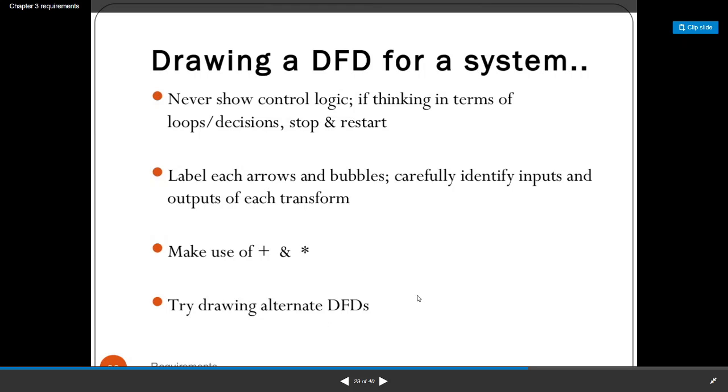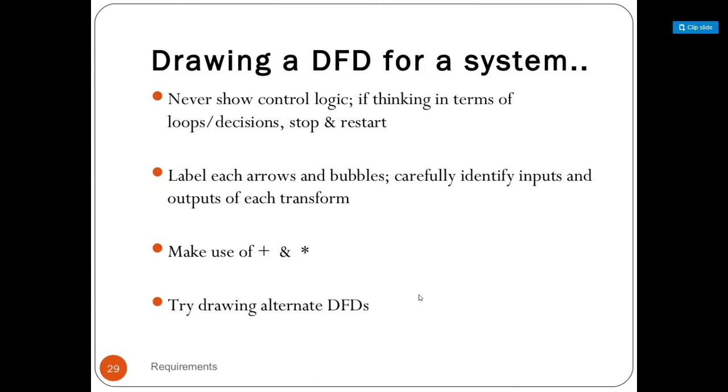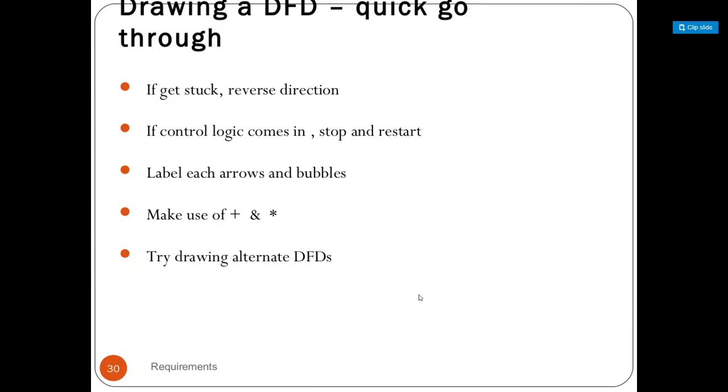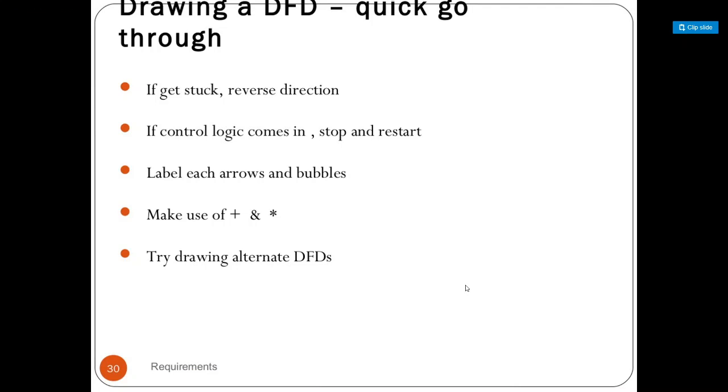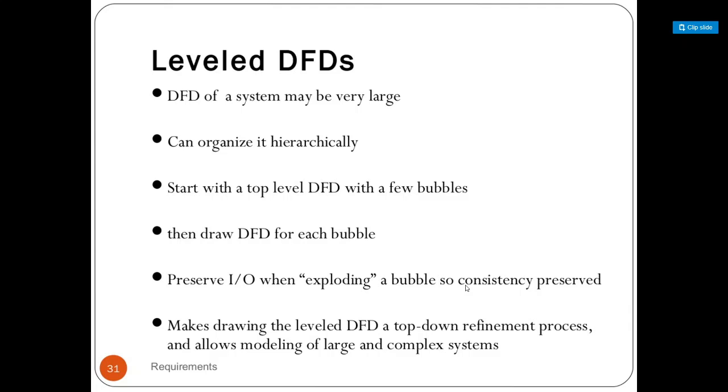And try drawing alternate DFDs. There is not only one DFD available for a system; there can be many. So try to draw others if possible, and try to modify the original one. In case you get stuck, you come back, and if control logic comes in, you forget it, then you stop and restart. You need to compulsorily label the arrows and bubbles, make use of this plus and star, that is AND and OR, and try drawing alternate DFDs.